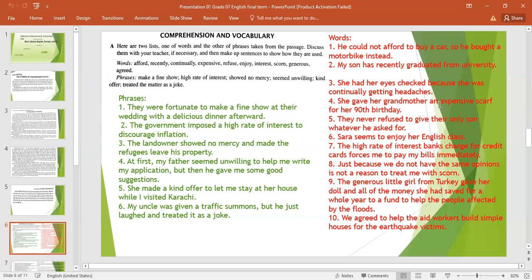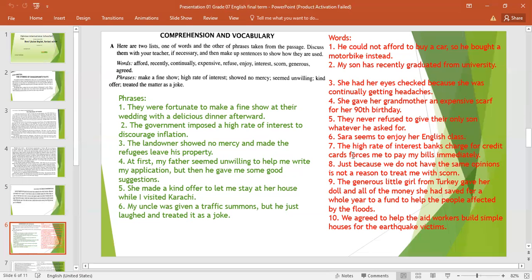Expensive scarf. Number five, refuse. They never refused to give their only son whatever he asked for. Number six is enjoy. Sarah seems to enjoy her English class.